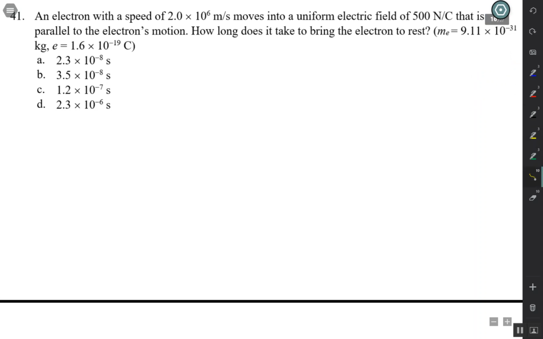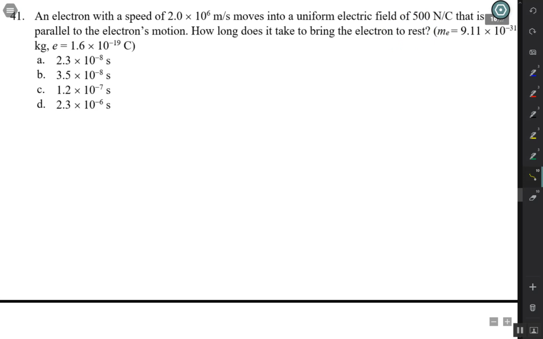Okay, so first let's identify what we're given. We're given speed in this case. Actually, this is initial speed. We're given electric field strength, so that's just the magnitude. We're given the mass of an electron and charge of an electron, which initially is negative, right? It's an electron. Also, if you read the problem carefully, notice that something, in this case a force, brings an electron to rest. So that means the final speed is 0.